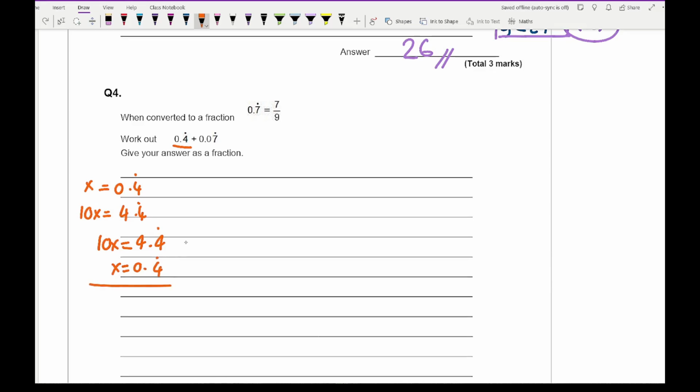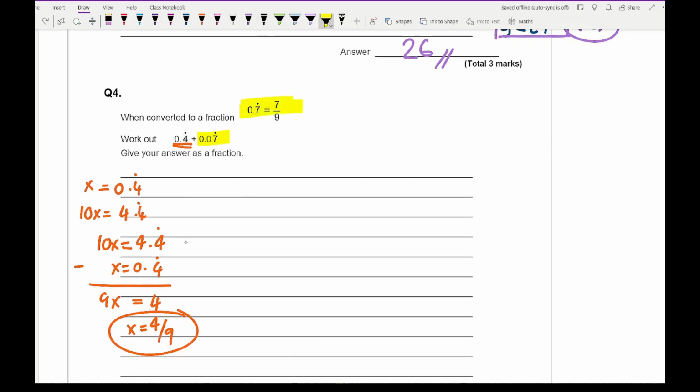Now as the repeated pattern after the decimal point is the same, I can take those two expressions away. So I get 9x equals 4. So therefore x equals 4 over 9. So that's what this bit here equals. Now the next thing for me to work out is what this bit equals. So next I need to convert 0.07 recurring.